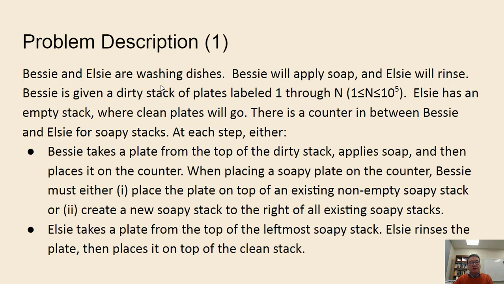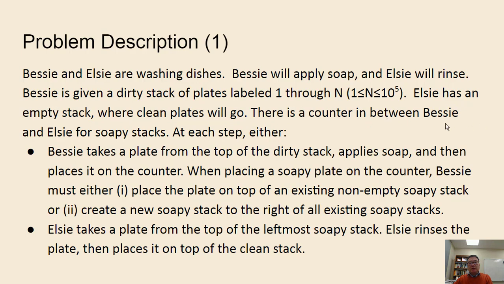So we have Bessie and Elsie, who are the typical stars in USACO problems. They are washing dishes, and Bessie will apply soap, and Elsie will rinse. The input given to Bessie is a dirty stack of plates labeled 1 through N, and they're in arbitrary order, so they're not necessarily from 1 to N. And Elsie has an empty stack where the clean plates will go.